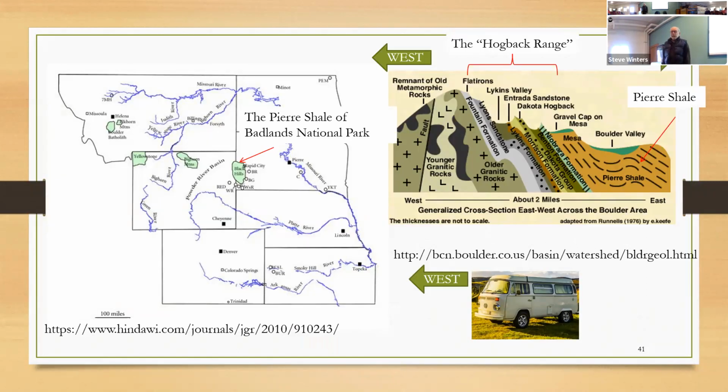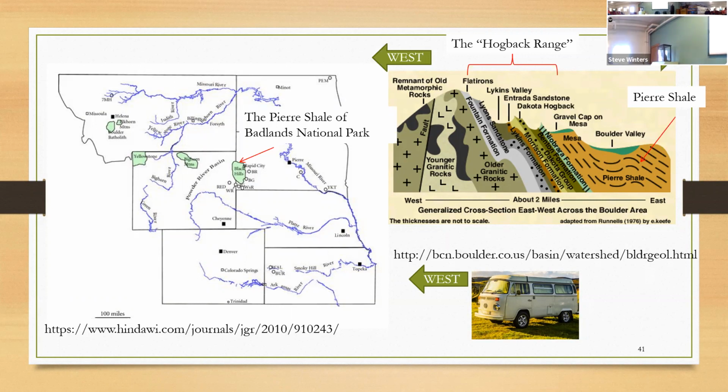The geologic map of the Badlands. There's the Badlands right there, and Rapid City, the Black Hills. The main formation in the Badlands is the Pierre Shale. It's very fine grained, deep water marine sediment, meaning the environment was a deep ocean. And that is right over here.